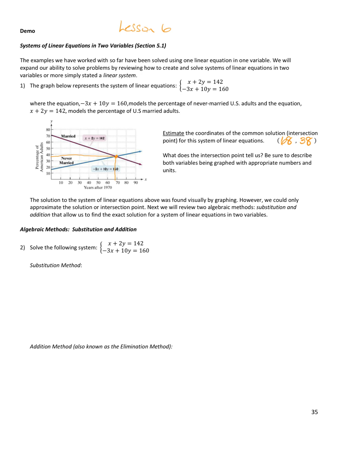Okay, so 68 is years after 1970. So let's see what year that is. I'll do 1970 plus 68. So the year 2038. In the year 2038, the percentage of married adults and never married adults will be equal, okay? They are both about 38%.